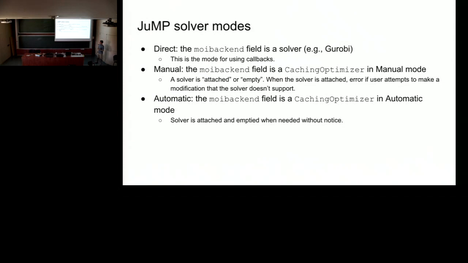The manual mode, so this is going from lower level to upper level. Most people will use automatic. The manual mode is when our backend is what we call a caching optimizer. So this caching optimizer is an object we've implemented that will accept changes that you make and cache them. And basically, you can build up a problem without having any solver available. Just give it to the caching optimizer, and then at one point you can attach the solver, copy everything into the solver.